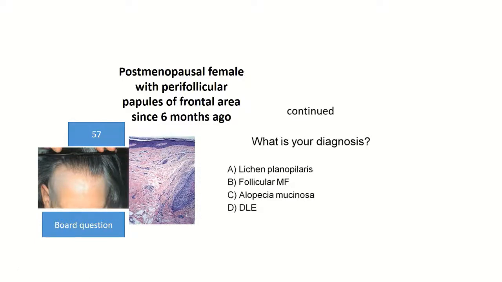Question 57. This is a variant of lichen planopilaris called frontal fibrosing alopecia. This was a board question. A postmenopausal female with perifollicular papules of the frontal area since 6 months ago that resulted in frontal hairline recession and perifollicular papules. What's your diagnosis? Frontal fibrosing alopecia as a subtype of lichen planopilaris.